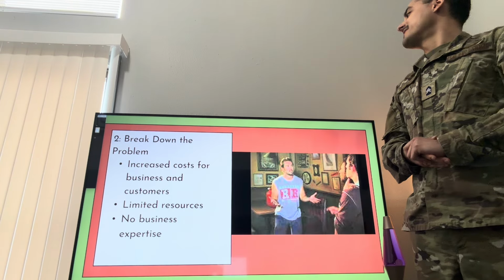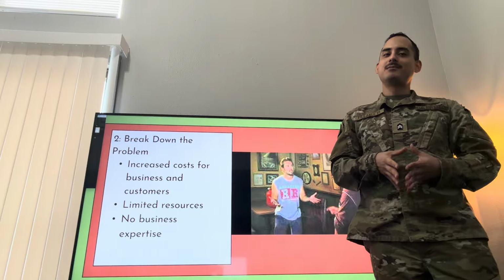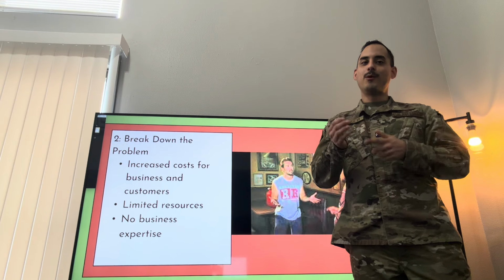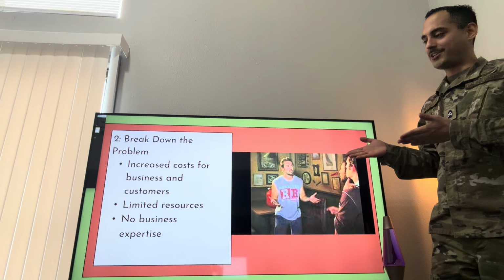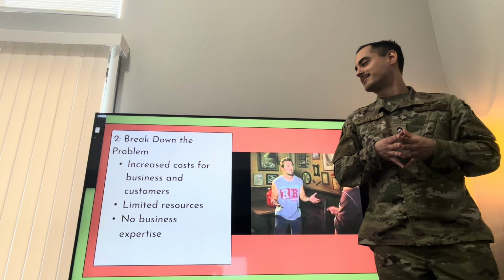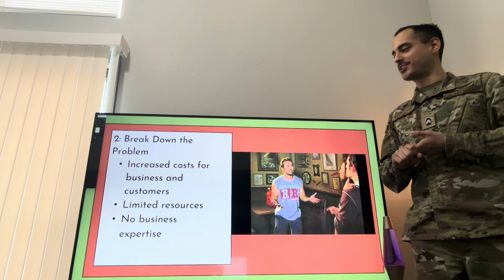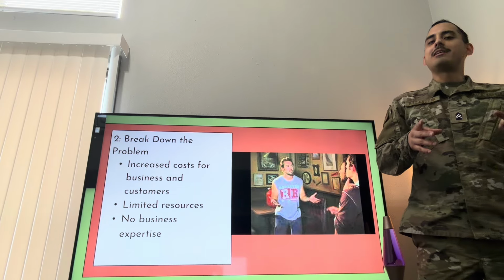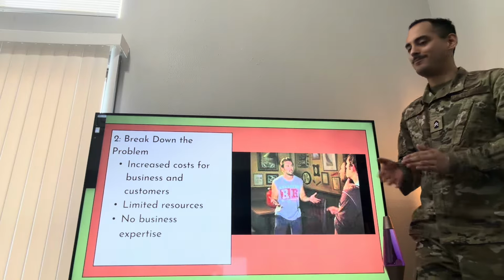For step 2 of the 8-step method, breaking down the problem. So the gang attempts to break down their problem further. They acknowledge that there are increased costs for both their business but also customers, and they also acknowledge that in order to reach their goal of profiting off the gas crisis, they have limited resources and a lack of business knowledge and expertise. However, while they identify these constraints, they don't actually account for them in their later decision-making process.